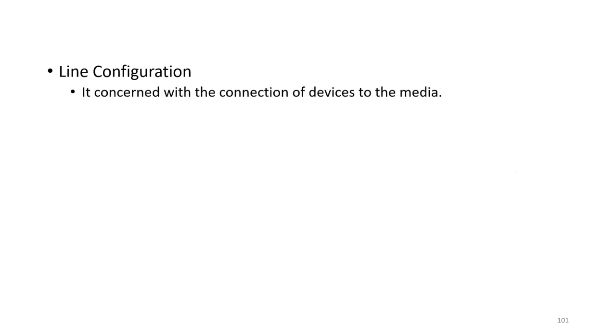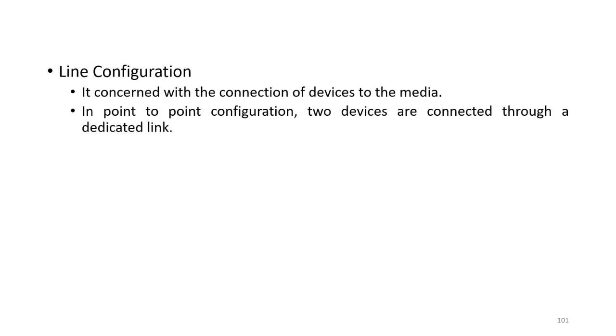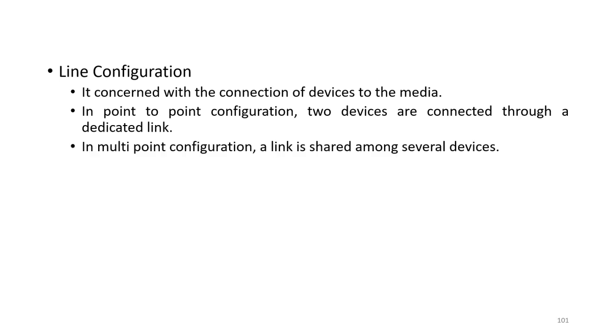Then next one is the line configuration. In this regard, line configuration is concerned with the connection of devices to the media, that is to the transmission media. So in point-to-point configuration, two devices are connected through dedicated link, and in multi-point configuration, link is shared among several devices.